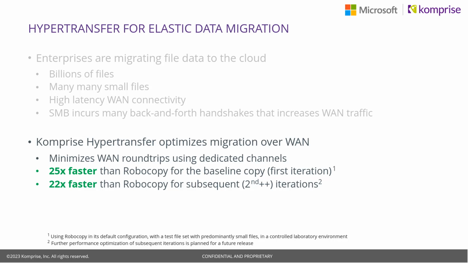Komprise Hypertransfer optimizes that channel over the WAN. We actually set up a dedicated channel with a proprietary protocol. It's not using SMB anymore. It's removing that chattiness and optimizing use of that very slow channel.